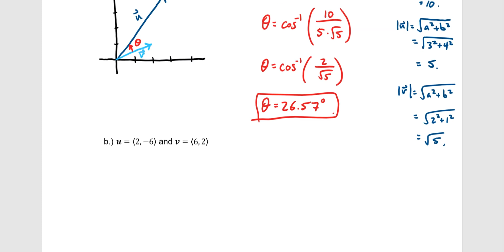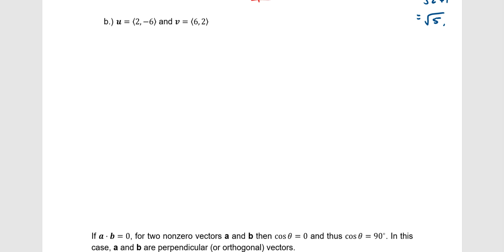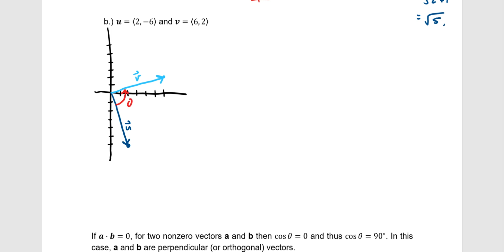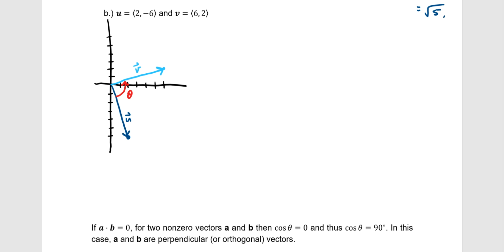Let's do one more example here. So we have u is the vector 2, negative 6, and v is the vector 6, 2. And if we graphed these out, it would look something like this. And we're trying to find this angle between them, theta. So let's go ahead and write down the formula. Same formula that we just used, and we need to find the same values that we just found before.